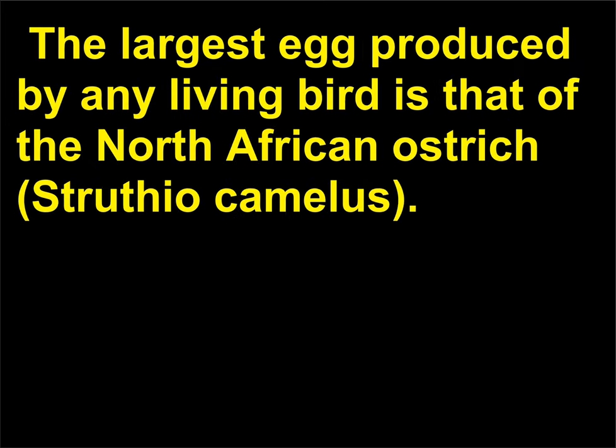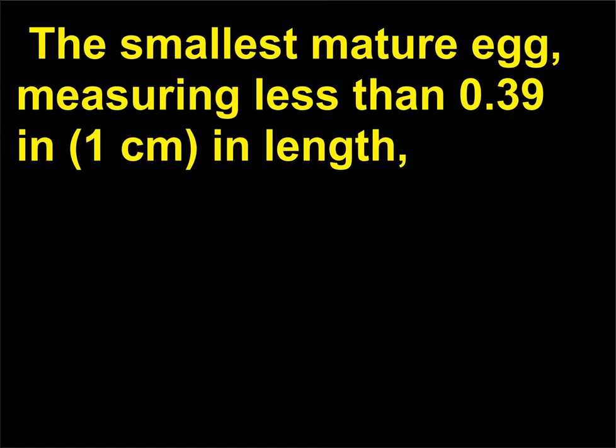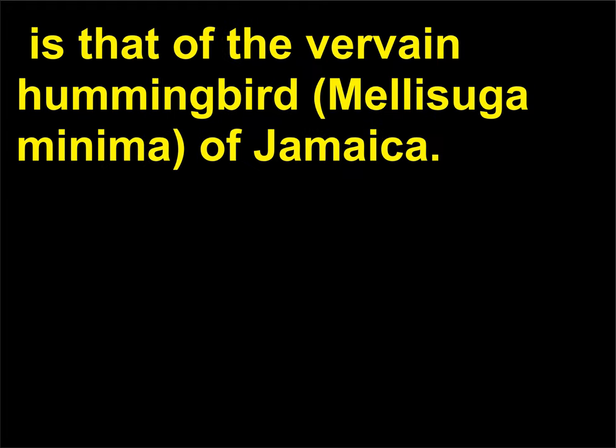The largest egg produced by any living bird is that of the North African ostrich, Struthio camelus. The average size is 6 to 8 in, 15 to 20.5 centimeters, in length and 4 to 6 in, 5 to 15 centimeters, in diameter. The smallest mature egg, measuring less than 0.39 in, 1 centimeter, in length, is that of the vervain hummingbird, Melisuga minima, of Jamaica.